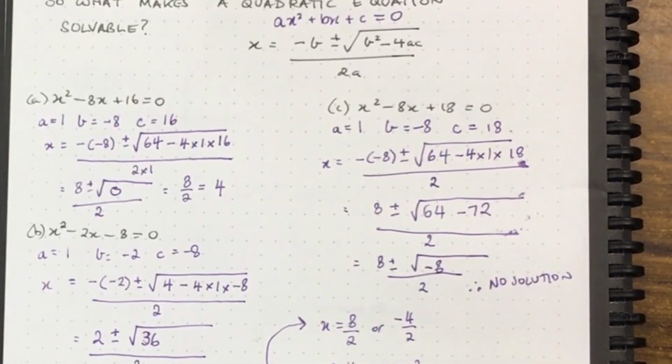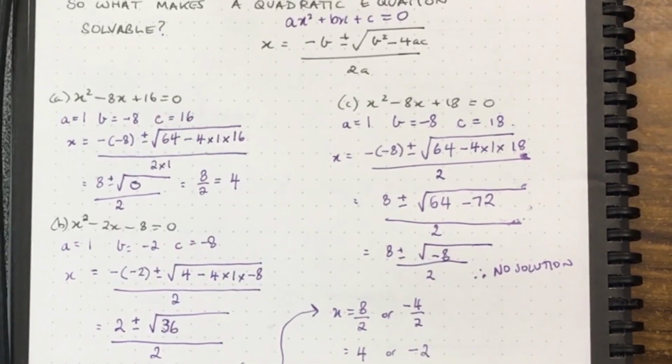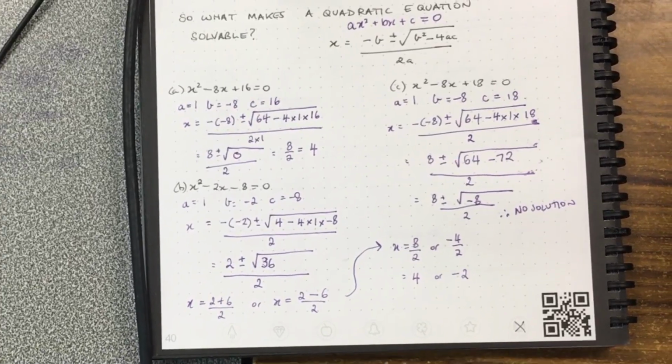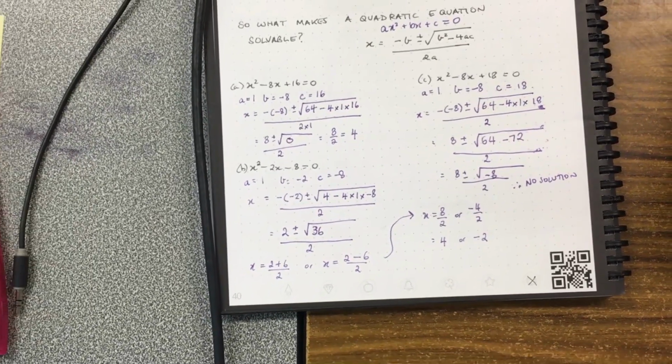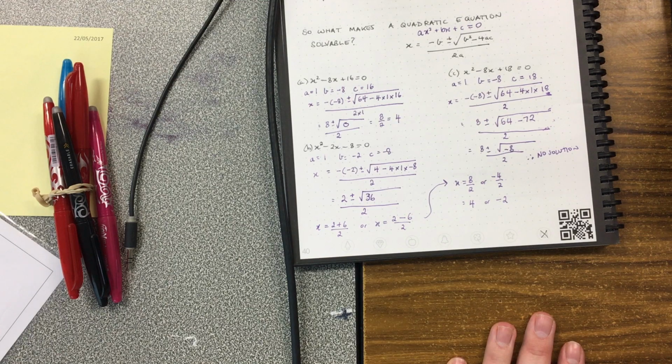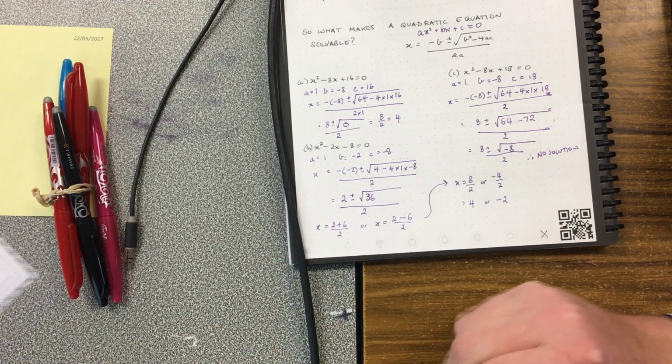I can't go any further from that because you cannot have a negative square root. When you get to the wonderful world of specialist maths, you'll find a thing called imaginary numbers where you can do a square root of a negative. But until then, you cannot do a square root of negative 8. So there is no solution.